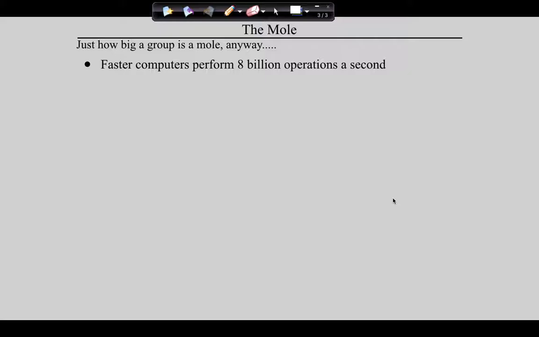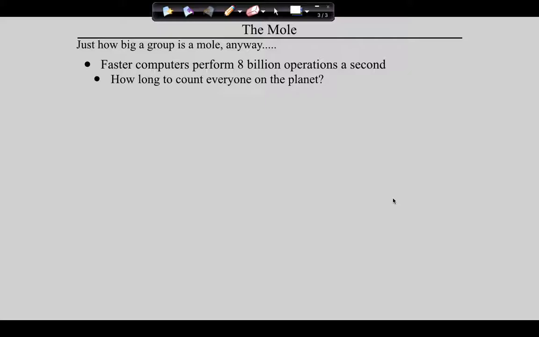Let's put that in context. How many people are on this planet? 7, 7.5, some are saying 8 billion. So in context, how long would it take my computer to count everybody on the planet? 1 second. My computer can count everybody on the planet in 1 second.